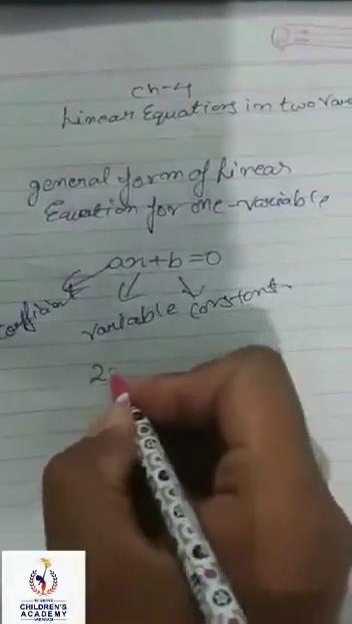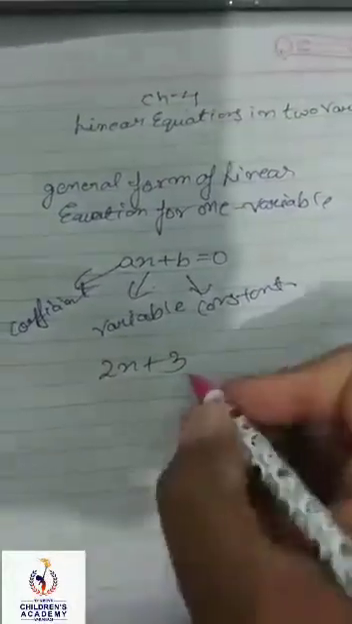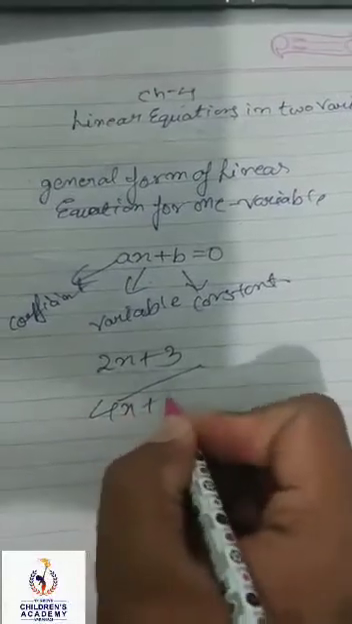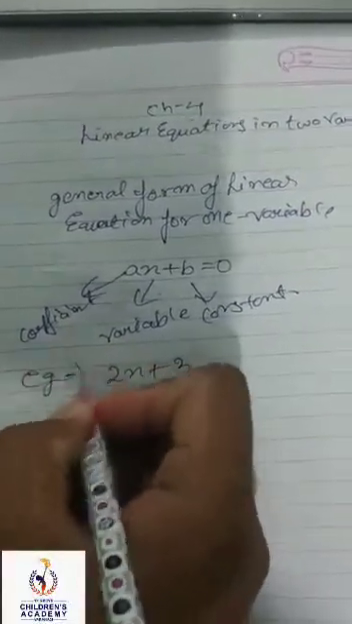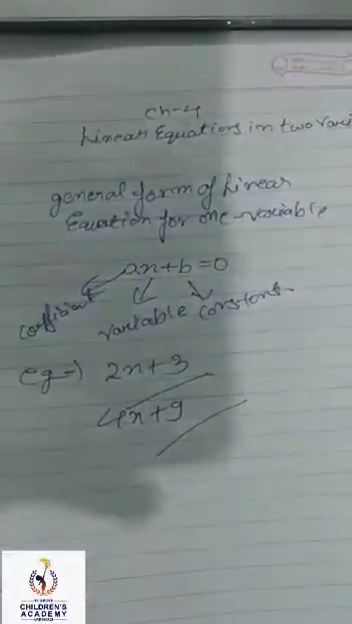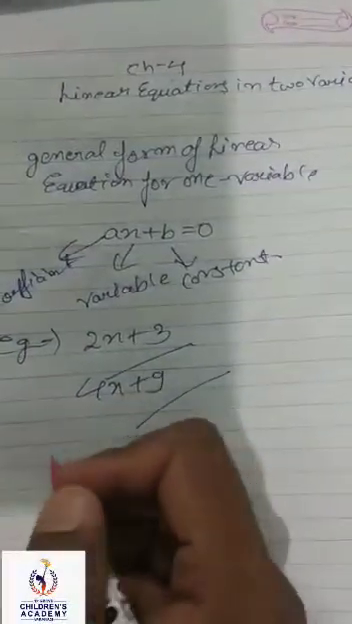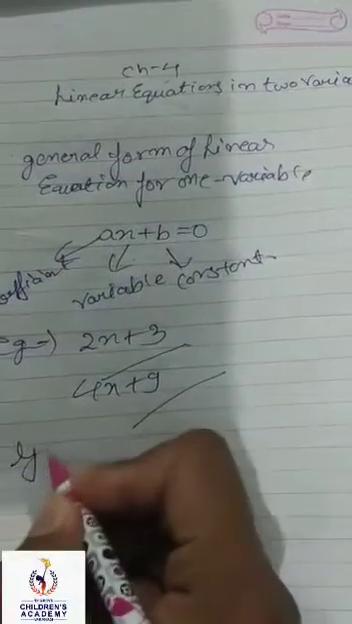Let's say 2x plus 3. So this is what? A linear equation. 4x plus 9, for example. So this is a linear equation in one variable. But in this chapter we have to discuss linear equations in two variables.